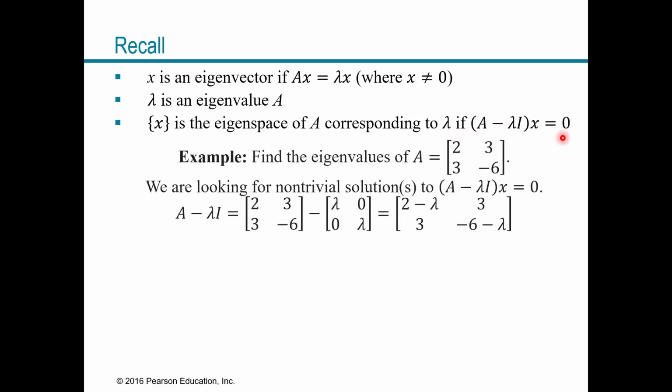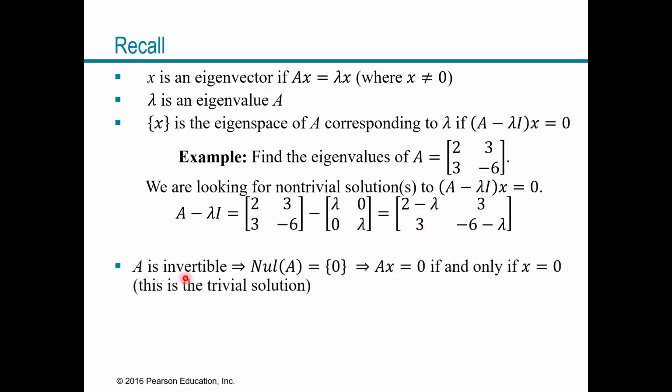All right, so we've done this before, but let's take a look at this example. Find the eigenvalues of this matrix A. So what we're trying to figure out here is non-trivial solutions to this equation right here, A minus lambda I times X equals 0. And so we have our matrix A, and remember I is just your identity matrix. So lambda times I in the case of a 2 by 2 just looks like this. And so this result right here, this is A minus lambda I.